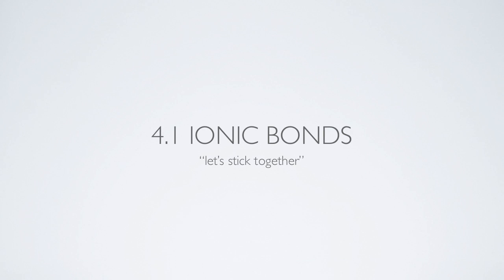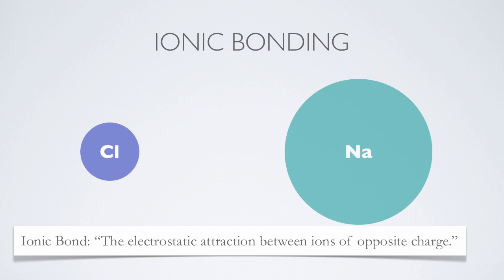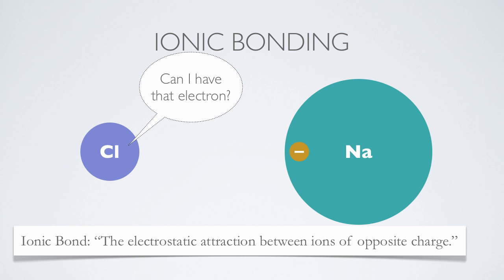Subtopic 4.1 Ionic Bonds. Let's get sticky. Ionic bonding is the electrostatic attraction between ions of opposite charge. And the classic example is chlorine and sodium. Chlorine is far more electronegative than sodium, so it pulls an electron right off of it.